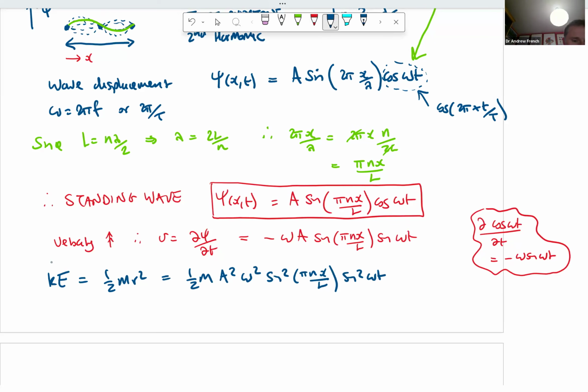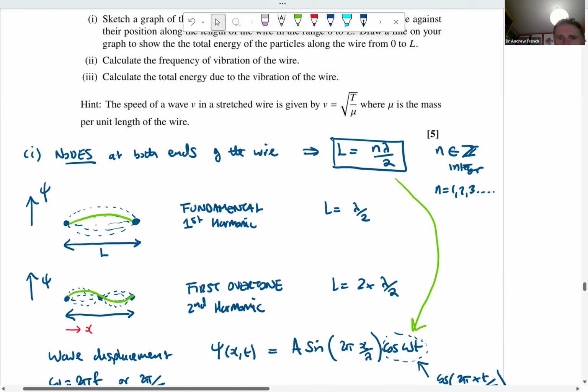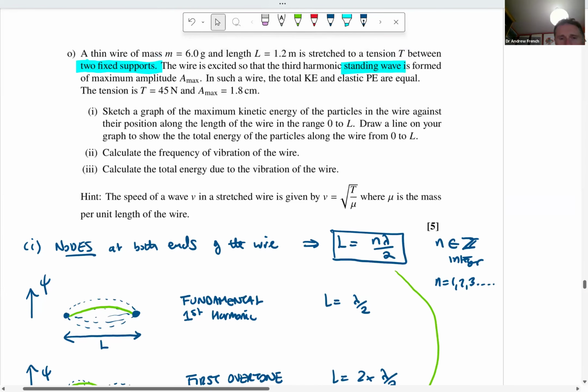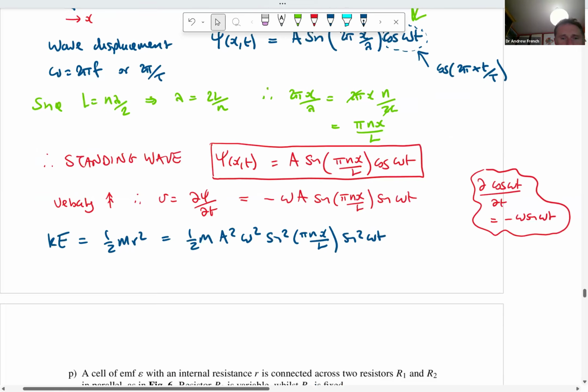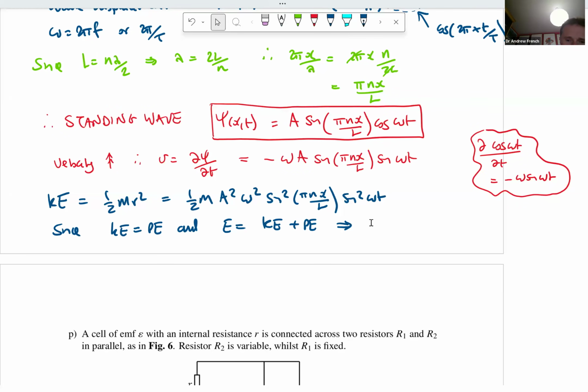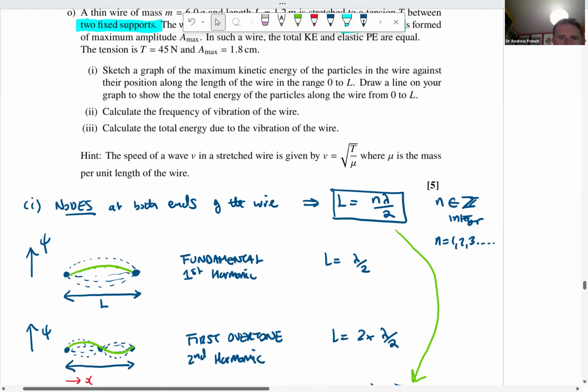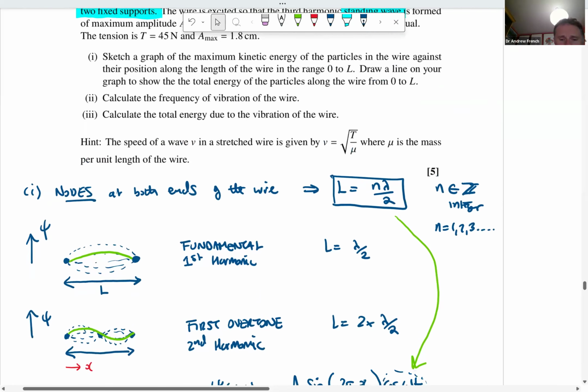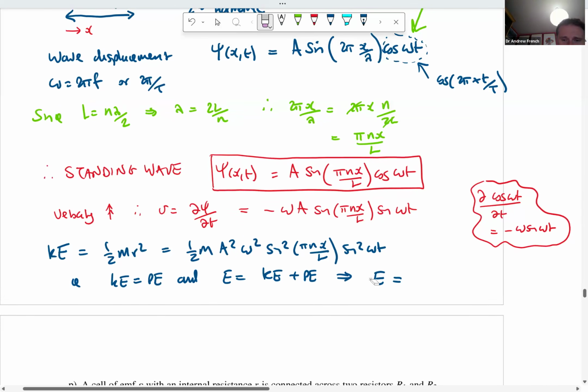Okay, right. Now we're told that the kinetic energy and the potential energy are equal at all points in this wire. So we just need to double that to get our total energy. Since KE equals PE and E equals kinetic energy plus potential energy, this means our total energy, which I think is what we want. Is it the total energy or the kinetic energy we want? Maximum kinetic energy. Right, okay, so ignore that for the moment. We just want that one.